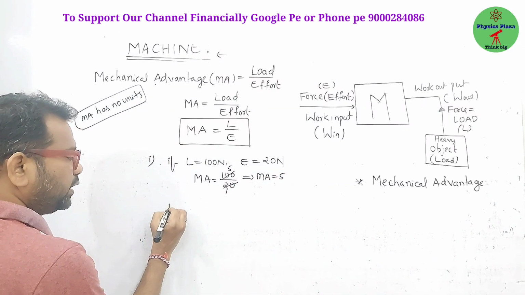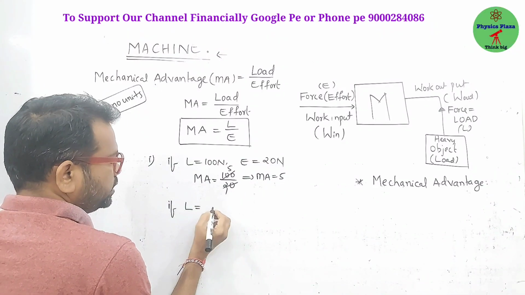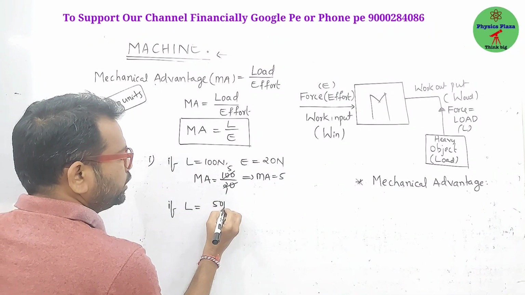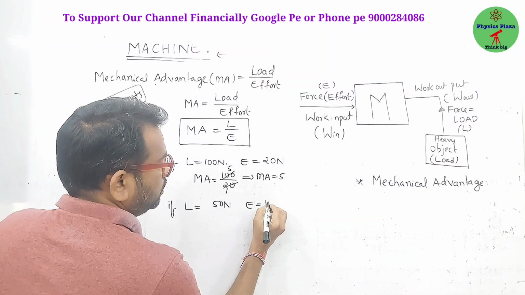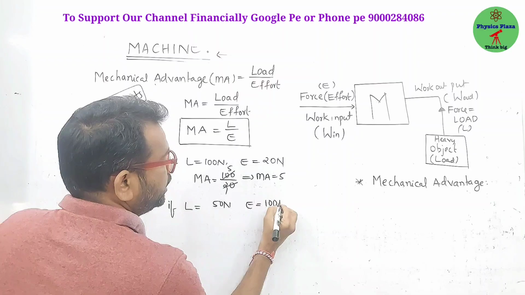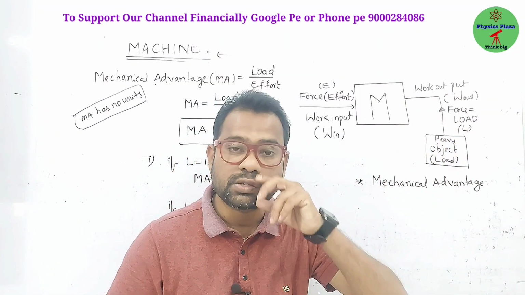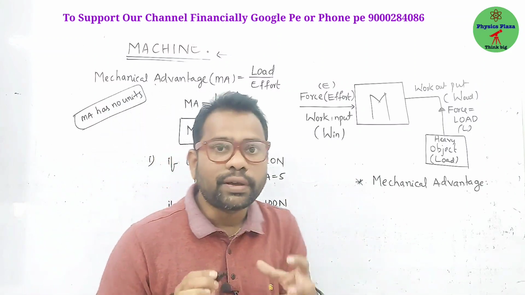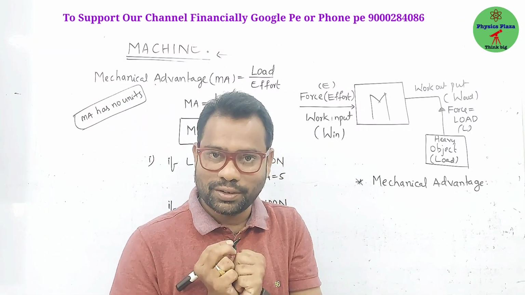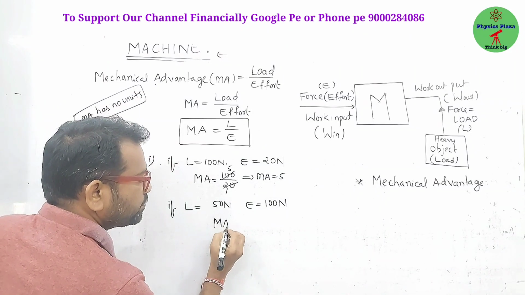Okay, very simple. If load is equal to, let us say, some 50 Newton, and effort is equal to some, what you can say, 100 Newton. It can be. We'll discuss in detail later. In even higher classes we'll be learning. Just a possibility. So children, I'm taking just arbitrary values to make you understand. So here, now in this case, let us calculate the mechanical advantage.